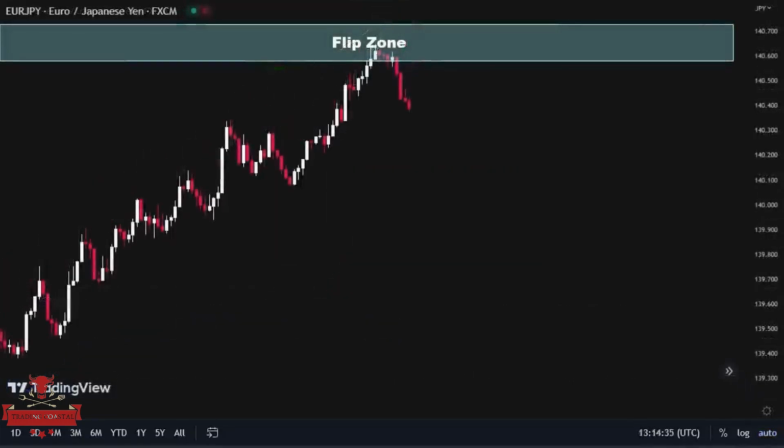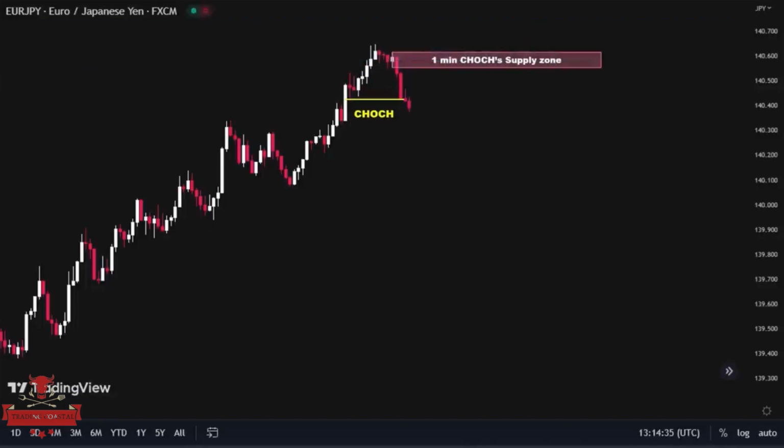Now that we have spotted the VSR pattern and RSI bearish divergence on the 1-minute time frame, and we have identified the flip zone, it's time to wait for a change of character to happen. Price has already reached the flip zone, broken out of this structure to the downside, and left behind significant inefficiency, confirming our analysis. Our next step is to highlight the supply zone created by the wave. This is the point of interest where we should look for potential short entries.